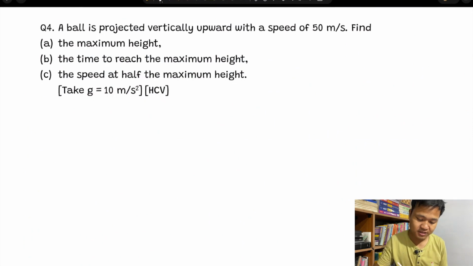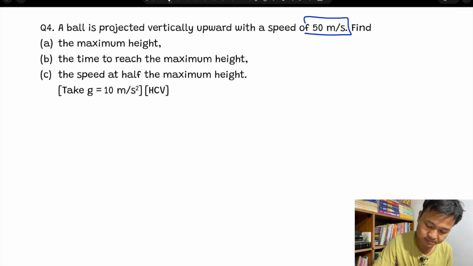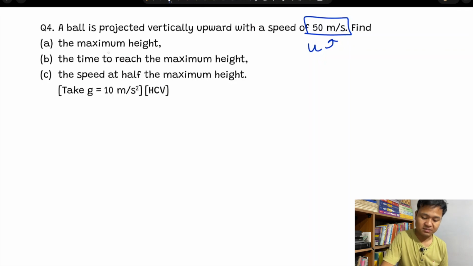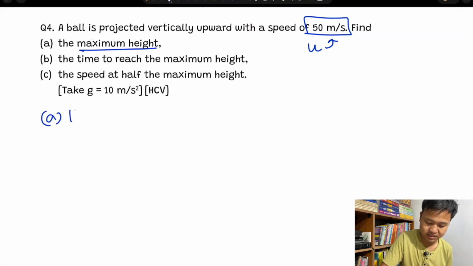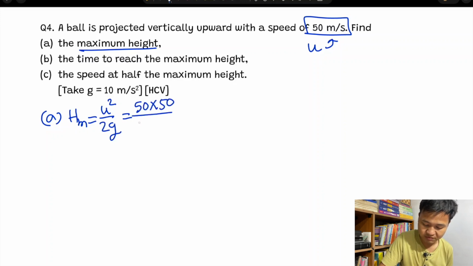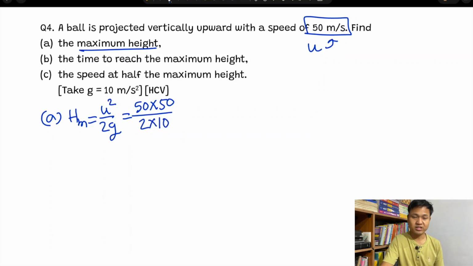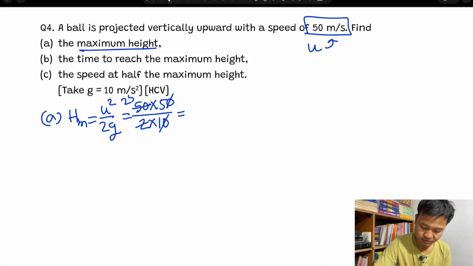So our first question: a ball is projected vertically upward with speed of 50 meters per second, so u. Find the maximum height. The formula is maximum height equals u squared by 2z. Now u is 50, so 50 into 50 divided by 2 into 10, z is 10. The 0s cancel, so 50 by 2 is 25, 25 into 5 is 125 meters. So that is the first answer.